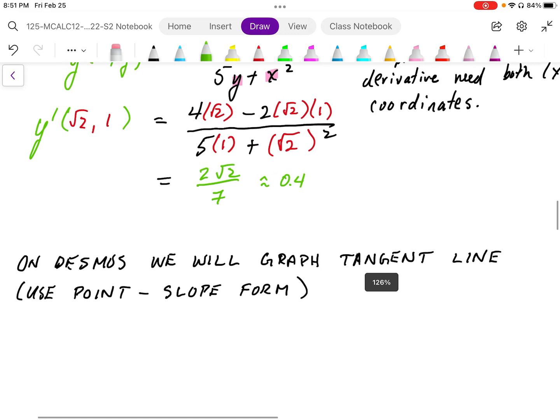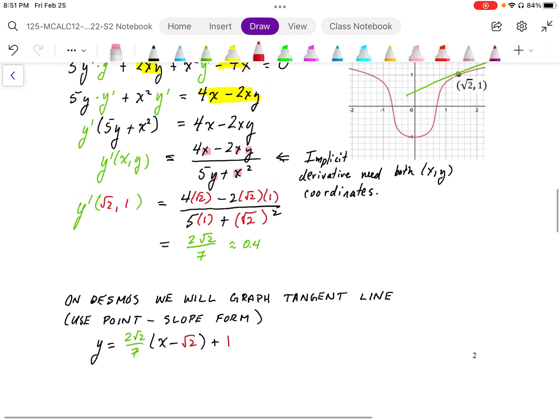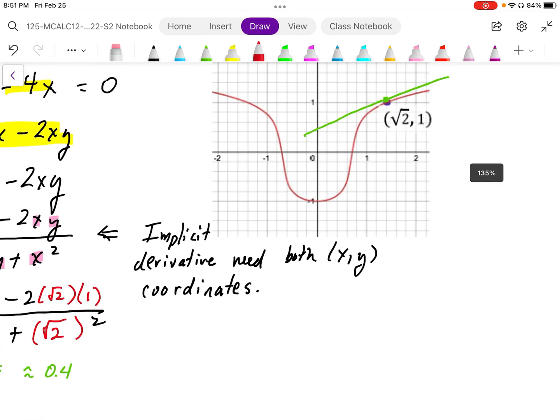To do this, we're going to use a point slope form. So using the point slope form of the equation, we get y is equal to, the slope is 2 root 2 over 7. And the point that we're going to use is x is root 2 and y is 1. So we get plus 1. And this is going to be the tangent line equation that we're going to graph. And when we graph this, we expect it to be the same as that green tangent line that I've drawn in this picture.